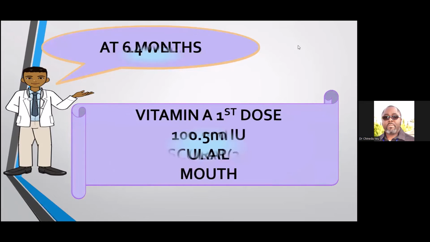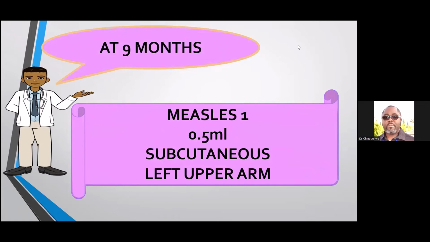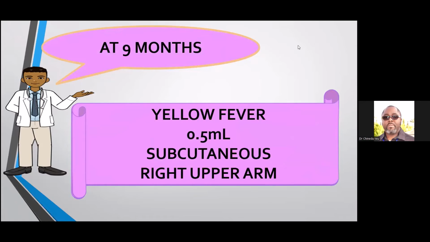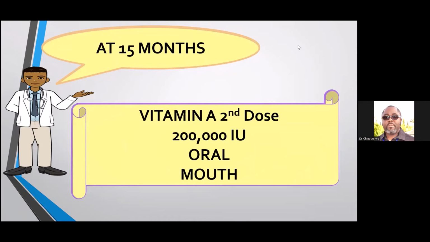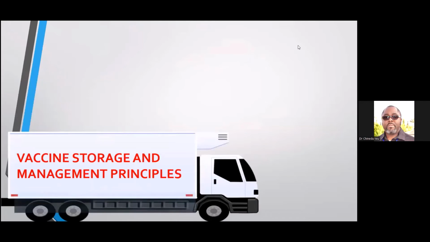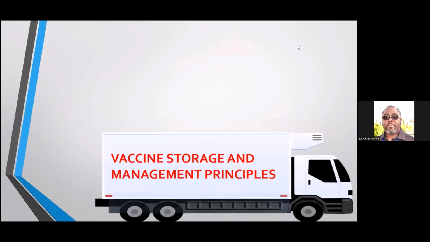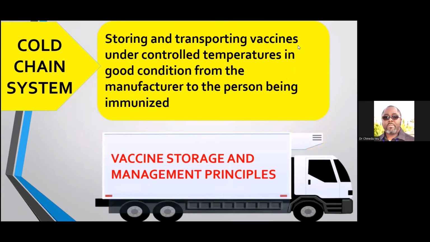At 6 months, vitamin A first dose, and at 9 months, measles, yellow fever, meningitis, and at 15 months, vitamin A second dose, measles. So we're looking at the vaccine storage and management principles. We have the cold chain system, storing. I might have to stop here.